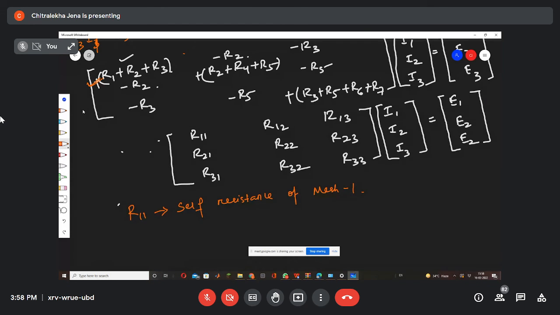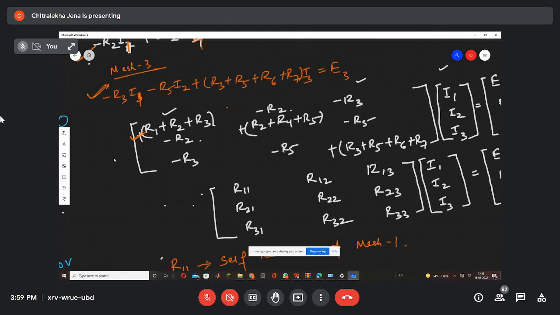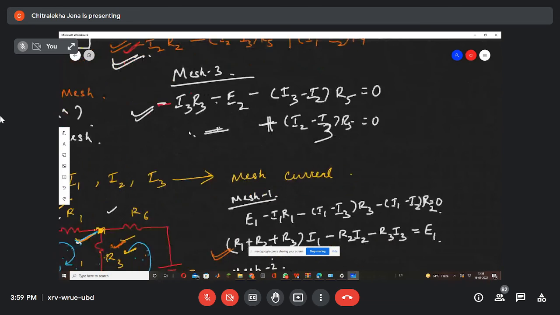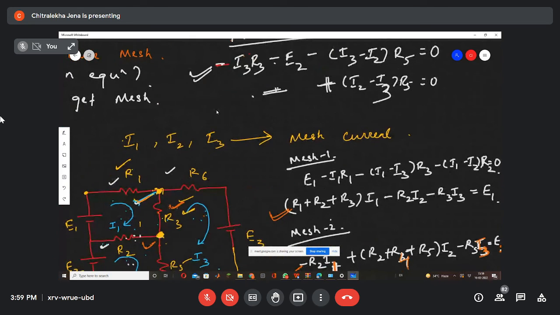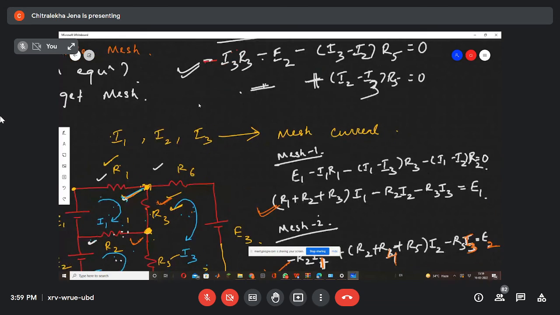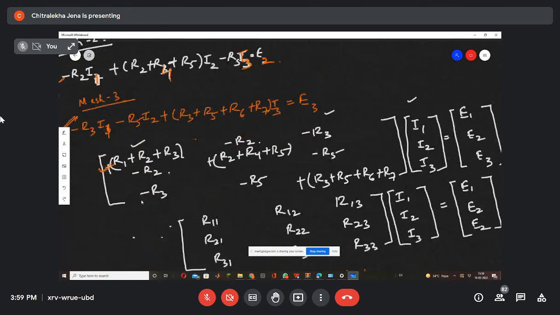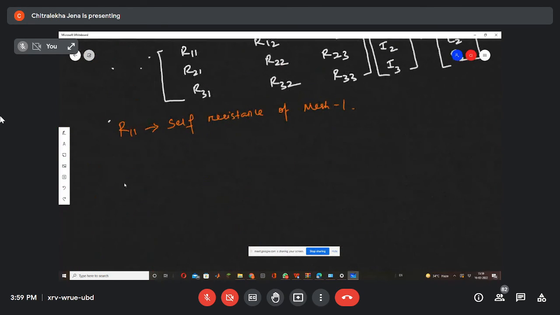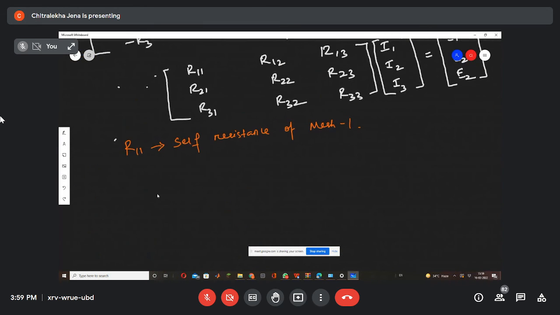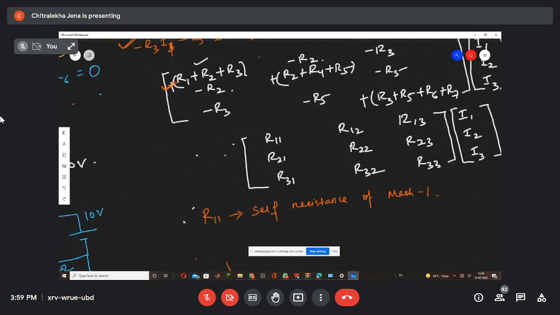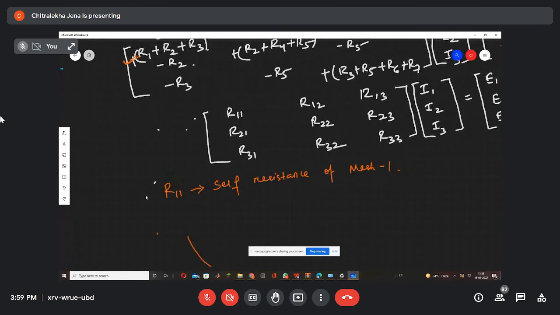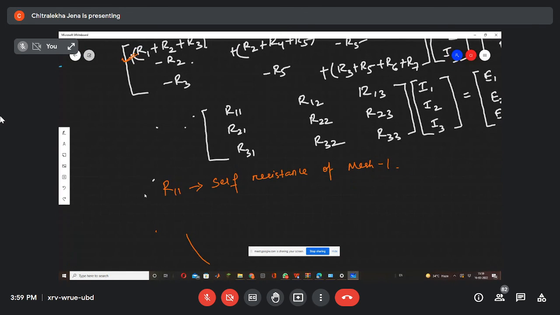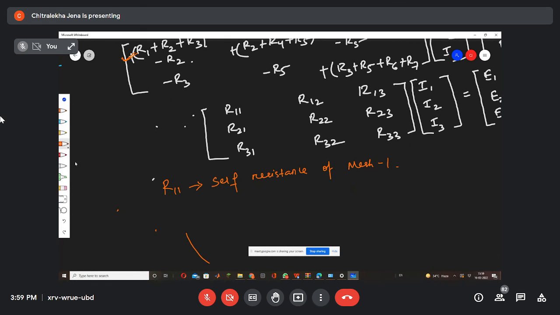You will see mesh 1. Look here, mesh 1. Whatever resistances are connected to mesh 1, R1, R3 and R2 are connected, you will just add them. Got it, all of you? Listen carefully. For R11, you see mesh 1. Whatever resistances are connected to mesh 1, you just add them. Clear?